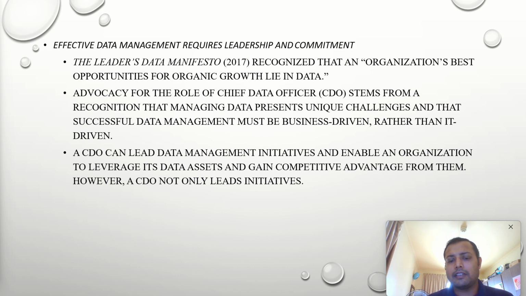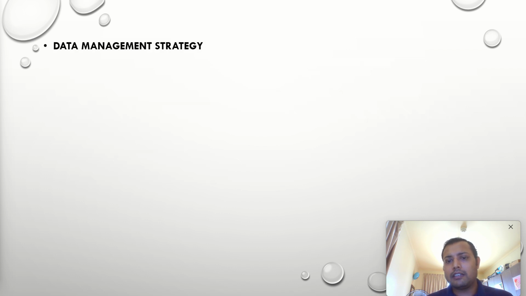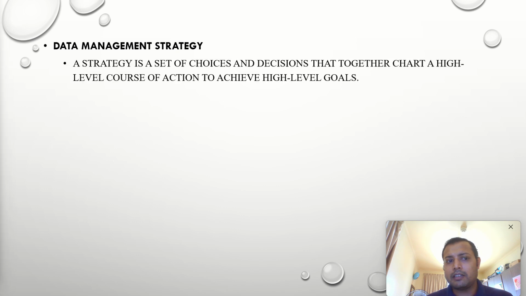manage data effectively. Now, coming back to what kind of strategy, that data management strategy, you will require to have. A strategy, in very simple terms, is a set of choices and decisions that together create a path or a course that can help you achieve the high goals, right? Let's say, for example, if you take the game of chess, right? When you start playing chess, you intrinsically think about what are the steps that I would be able to use so that I can beat my opponent, right?